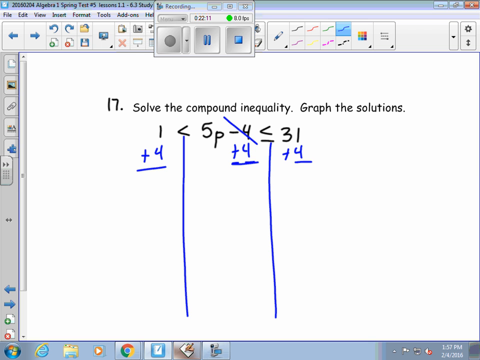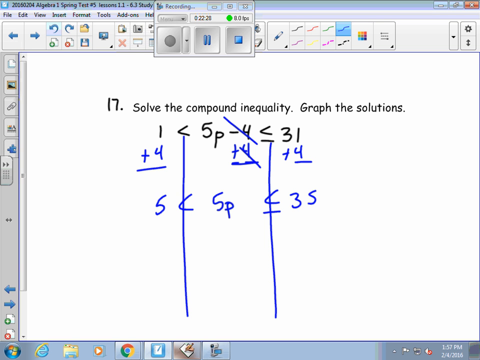This one cancels and leaves you with 5p. We're trying to get p all by itself. This 1 plus 4 is 5. 31 plus 4 is 35. All we did was add 4, so we leave all of the inequality symbols just like they were. This one's less than, this one is less than or equal to 35.